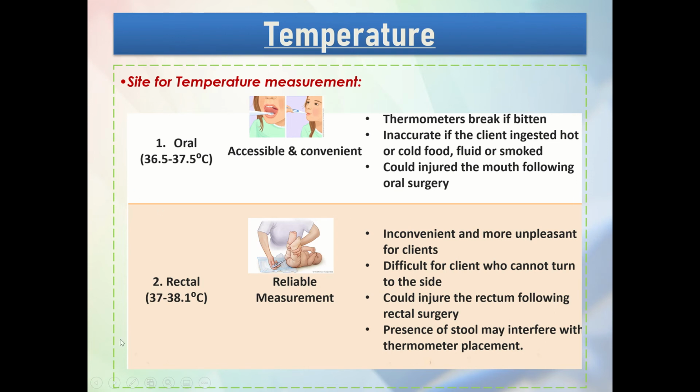So that's the first, oral. Second is rectal. The normal range is 37 to 38.1 degrees Celsius. So, reliable measurement si rectal. So, ito siya like sa bata. Now, what are the disadvantages? Definitely, this is inconvenient and more unpleasant for clients, especially kung na-edad na, di ba? So, it is difficult for client who cannot turn to the side.